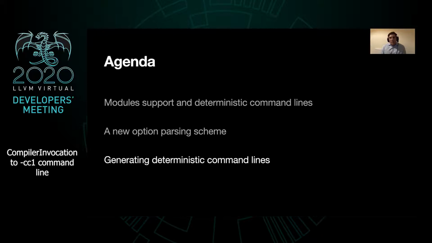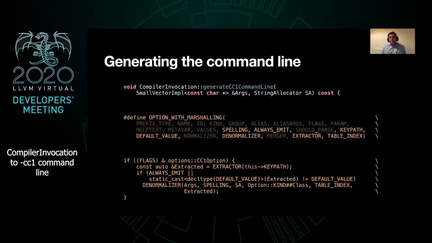Let's talk about how we use these macro definitions to generate deterministic command lines. We use the same macros, but I've highlighted a slightly different set of parameters this time. The key path is still the underlying subfield of the compiler invocation. But now we have the counterparts of the normalizer and merger: the denormalizer and extractor. Respectively, the extractor is responsible for extracting a value suitable for consumption by the denormalizer from the key path. So once the value is extracted from the key path, the denormalizer can consume it and generate an option for CC1.